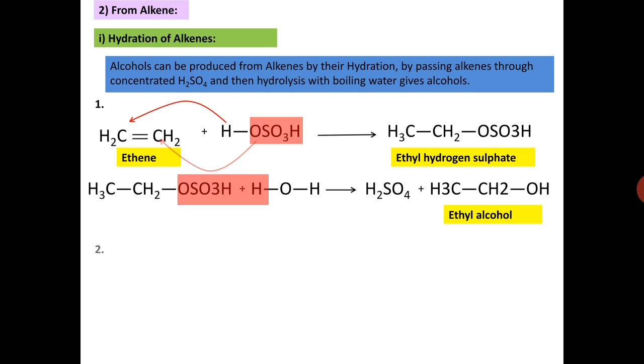Let us see another example, CH3CH=CH2, propene. The propene is treated with H2SO4, that is HOSO3H. Here the addition is according to Markovnikov's rule, which means the negative part, the hydrogen sulfate OSO3H, is attached to the carbon carrying the lesser number of hydrogen atoms in the alkyl.